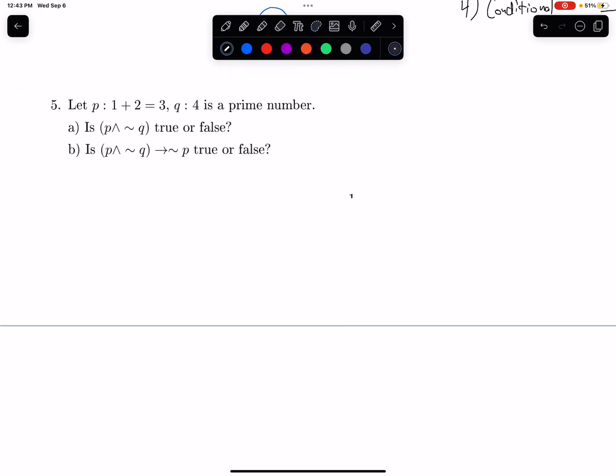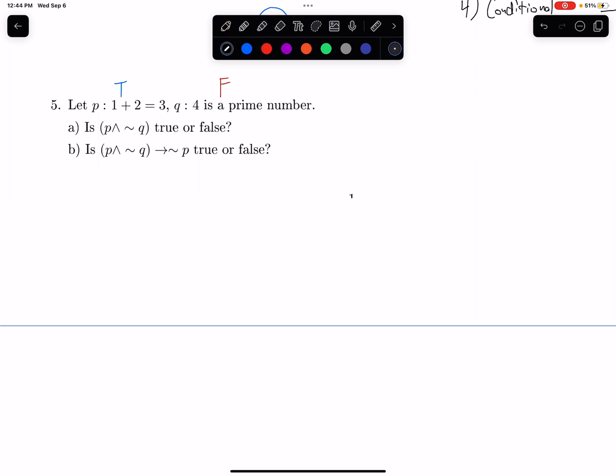Okay, so to start, let's evaluate the truth of these statements. So P is the equation that 1 plus 1 equals 2. Is that a true statement? Yes, that's a true statement. And Q is a statement that 4 is a prime number. Remember, prime numbers are numbers that are divisible by 1 and themselves. So the prime numbers are things like 2, 3, 5, 7, 11, 13, 17. 4 is not one of them because it's divisible by 2. So 4 is not prime. That means that's a false statement.